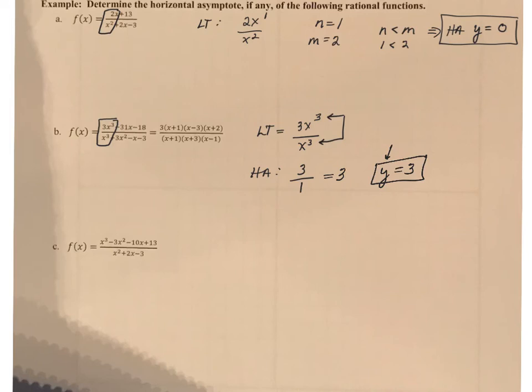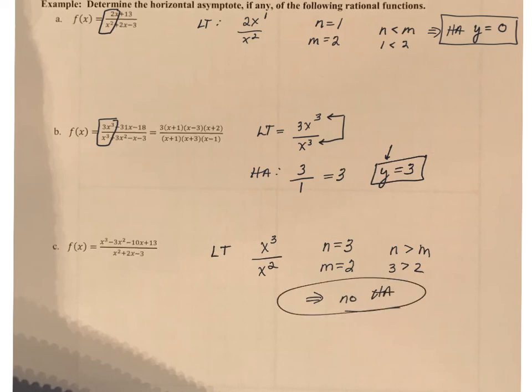Okay, and then finally the third one, x cubed minus 3x squared minus 10x plus 13 divided by x squared plus 2x minus 3. So I've got a third degree polynomial divided by a second degree polynomial. So the leading term is x cubed divided by x squared. The degree of the numerator is equal to 3. The degree of the denominator is equal to 2. So n is greater than m because, of course, 3 is greater than 2. And what that tells me is there is no horizontal asymptote here. So you would have no horizontal asymptote for this particular graph because what we're doing is gathering more information, and then eventually we're going to graph all of these with all of this additional information.